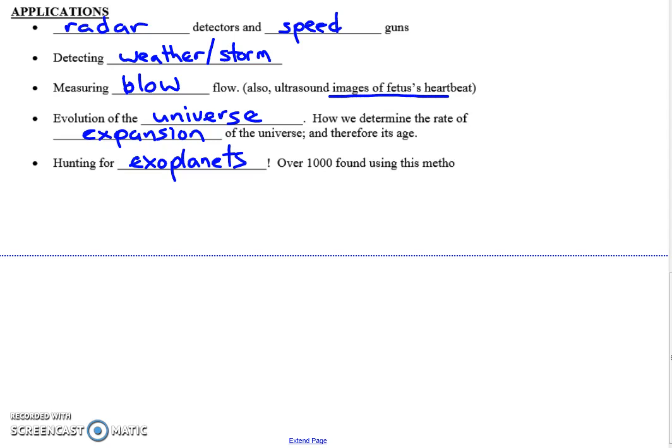In class, what we'll do is then learn how to translate the Doppler shift in frequency to a velocity. That's a little bit complicated, but we should be able to handle it.